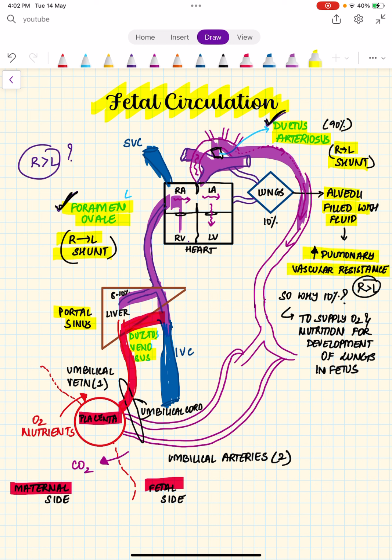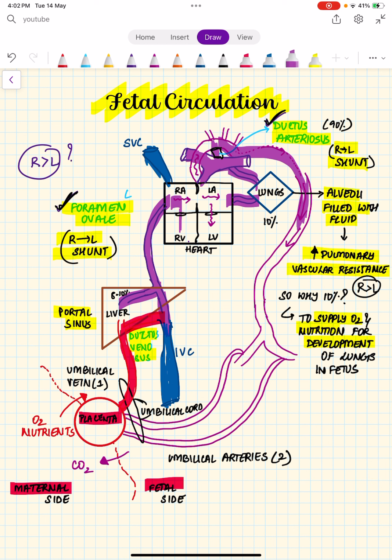Okay, we also have a very minor pathway of about 10% of blood which traverses via the lungs. Now, this is done in order to ensure that we supply a minimum amount of oxygen and nutrition for the development of the lungs in the fetus.